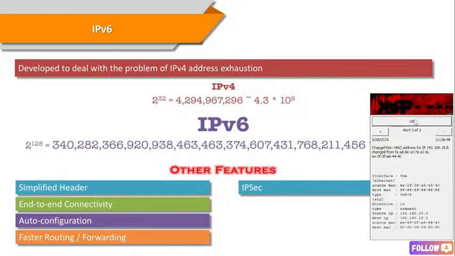IPsec. Initially, it was decided that IPv6 must have IPsec, making it more secure than IPv4. This feature has now been made optional. IPsec, Internet Protocol Security, is a framework of open standards for helping to ensure private, secure communications over Internet Protocol networks, IP networks, through the use of cryptographic security services.